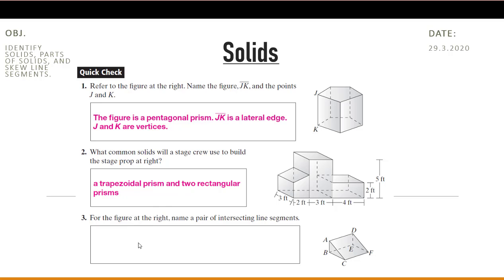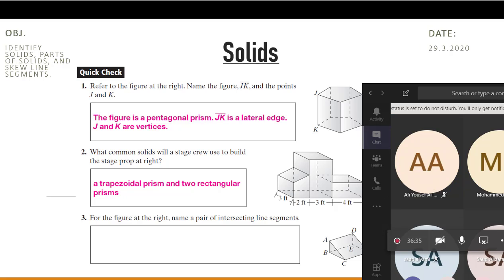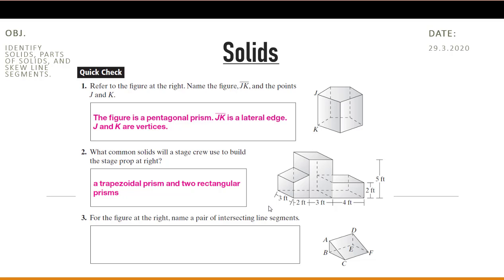The last one, for the figure at the right, name a pair of intersecting line segments. So we have here many intersecting segments. For example, AB line segment and BC line segment. These 2 are intersecting. AD and AB also are intersecting. Excellent. You may have more than one answer. Excellent also. BA and AC. Good.